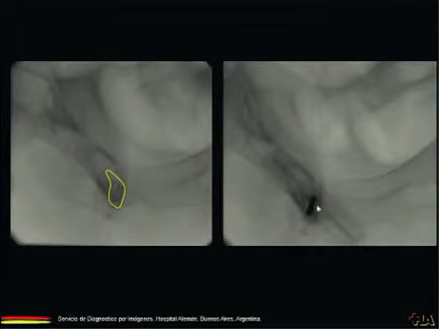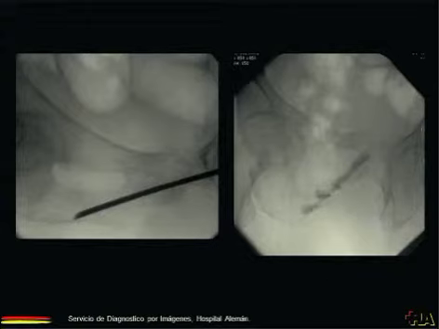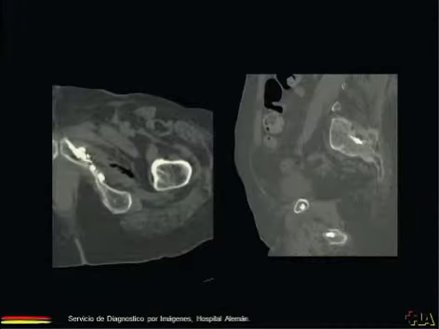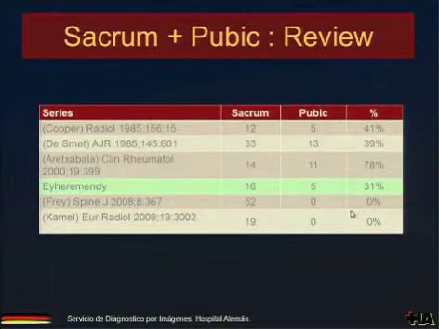What we do is to inject just a little bit of cement, and then we put the stylet of the needle, and we withdraw the needle while we are pushing the stylet. This is another case, and we see that we treat both sacral ala and both the superior and inferior rami of the left pelvis, some leakage of cement and air during the injection, and this is a sagittal view with the cement within both rami.